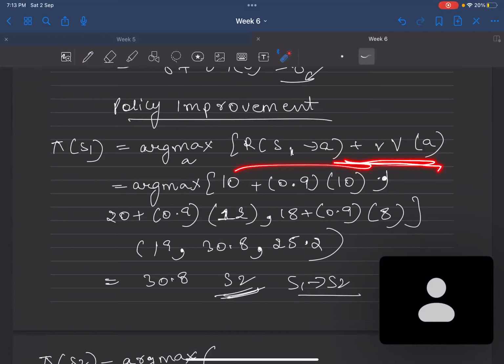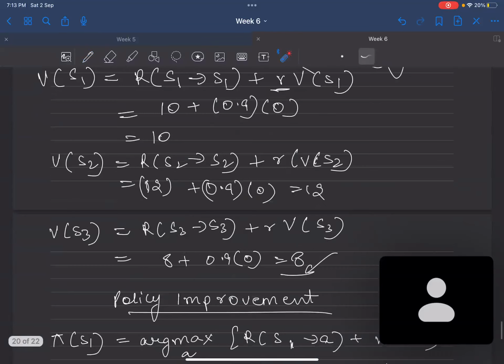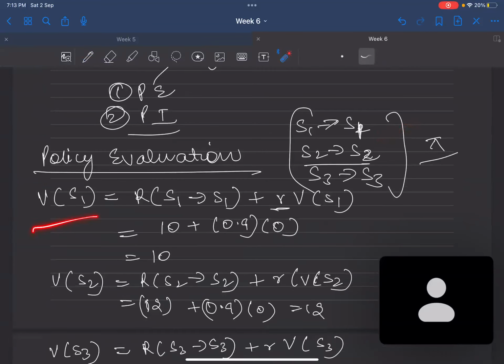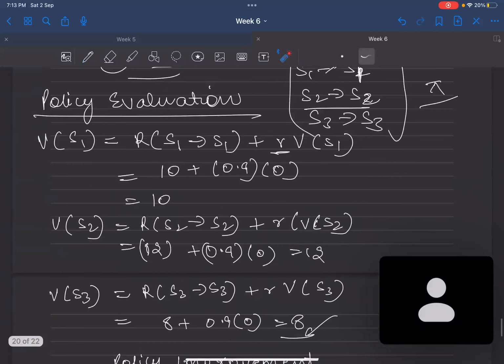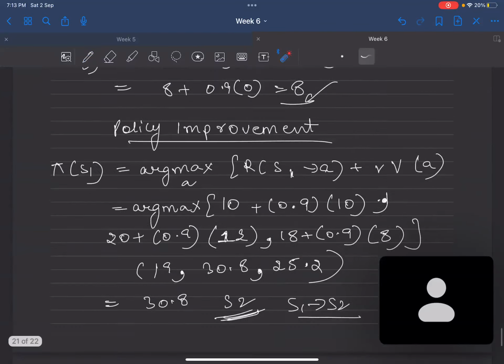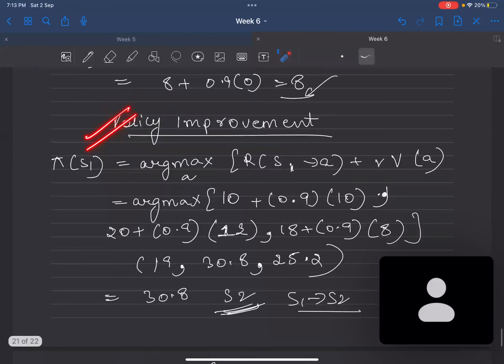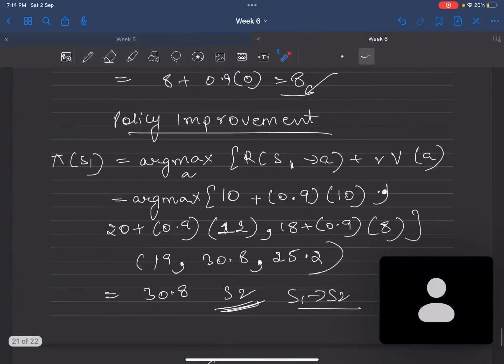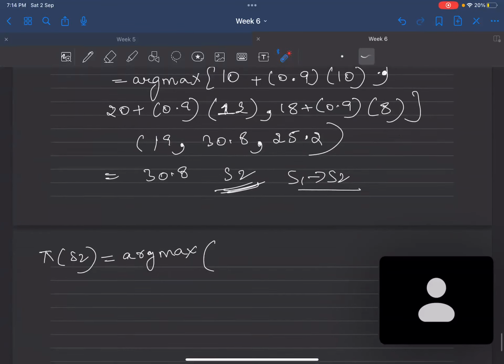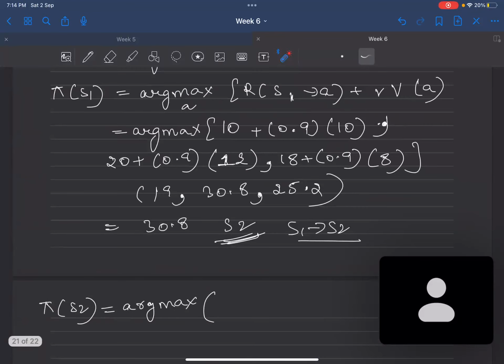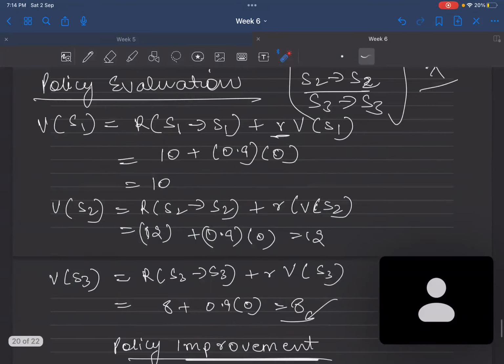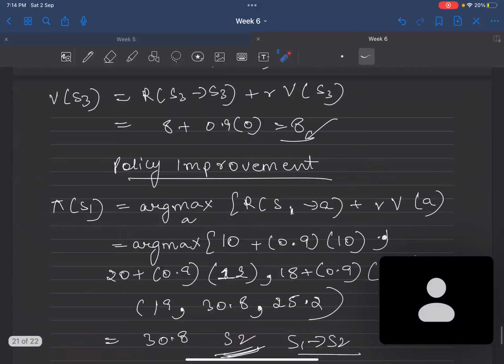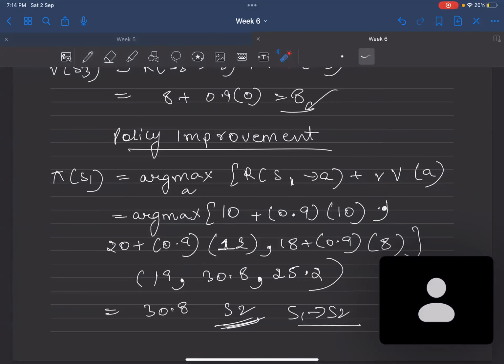First, we take any arbitrary policy. Then we calculate V(S1), V(S2), V(S3), with a reward attached. Then we do the policy improvement. This was just the value function with the arbitrary policy we chose; here we are improving that policy. This is how policy iteration works. First, we evaluate with an arbitrary policy, then we improve it by choosing the best action there.